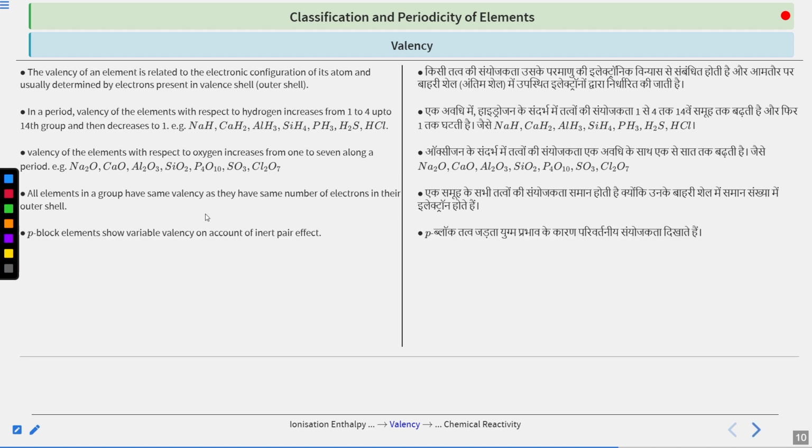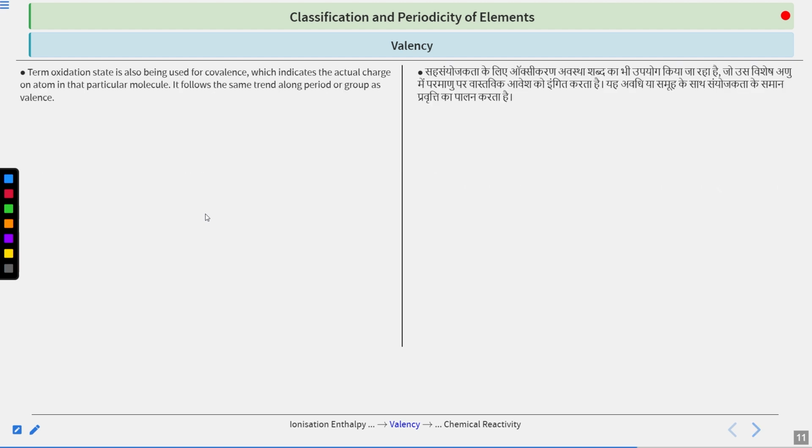Now p block elements show variable valency on account of the inert pair effect. Due to that reason they have variable valency. The term oxidation state is also being used for covalence, which indicates the actual charge on an atom in that particular molecule. It follows the same trend in a group as the valency. So it is almost the same as oxidation state and follows the same trend also.